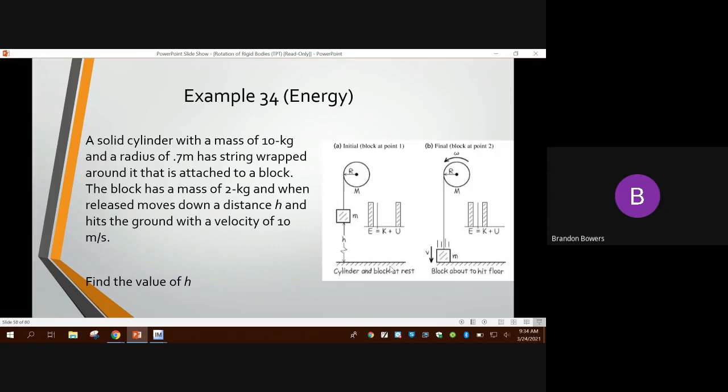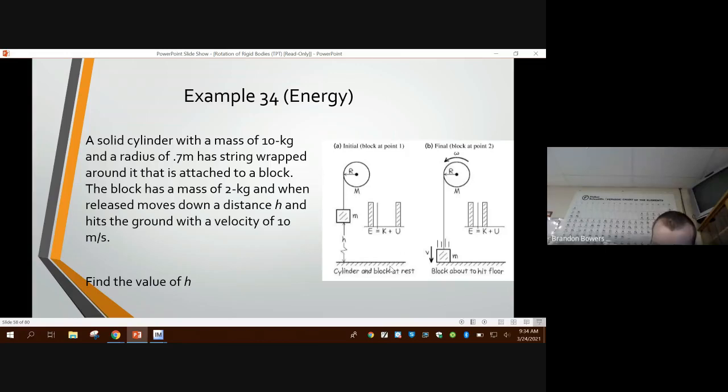A solid cylinder with a mass of 10 kilograms and a radius of 0.7 meters has a string wrapped around it and is attached to a block. The block has a mass of 2 kilograms, and when released, it moves down a distance of h and hits the ground with a velocity of 10 meters per second. Find the value of h.